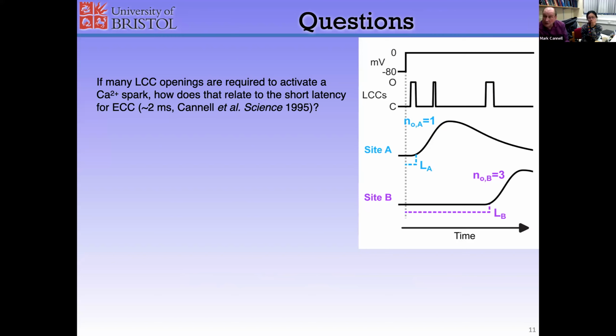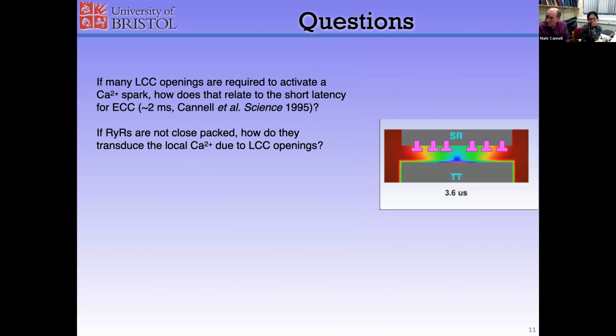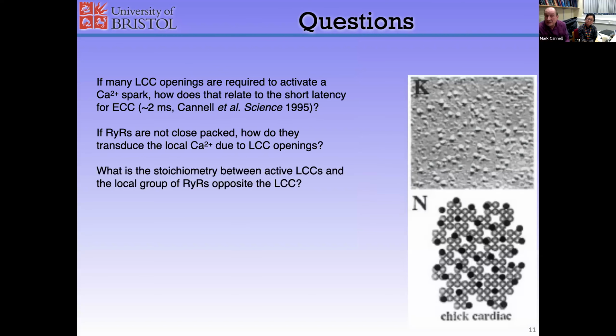So this led us to some questions to think about that we hopefully have addressed in our paper. If many L-type calcium channel openings are required to activate a spark, how does that relate to the short latency observed for excitation-contraction coupling of about 2 milliseconds? And if the ryanodine receptors are not close packed, how do they transduce the local calcium channel openings? What's the coupling efficiency? And what is the stoichiometry between active L-type calcium channels and the local group of RYRs opposite that L-type calcium channel?